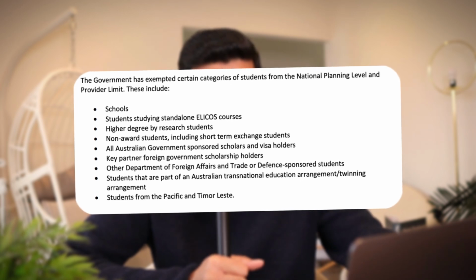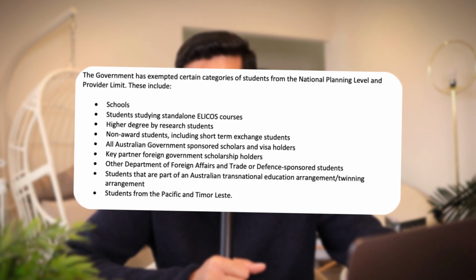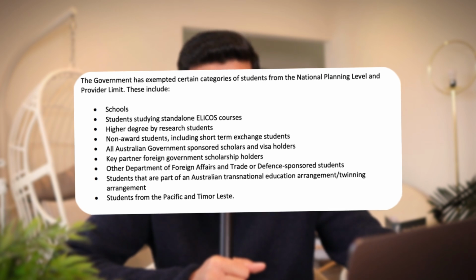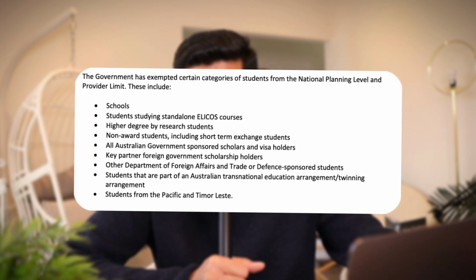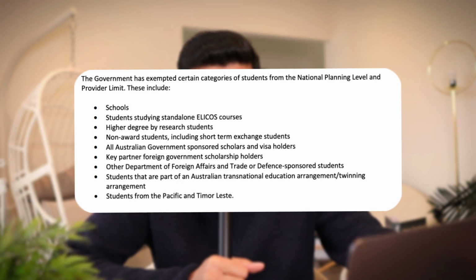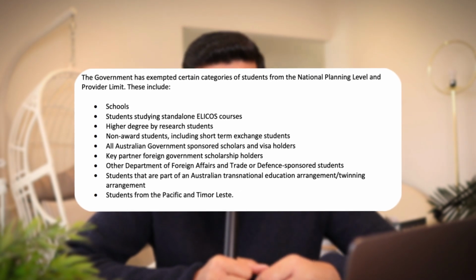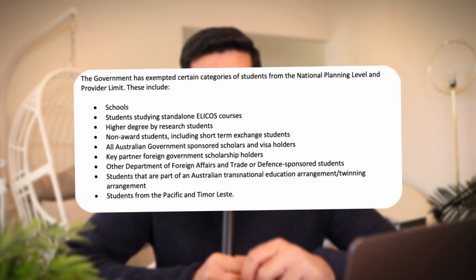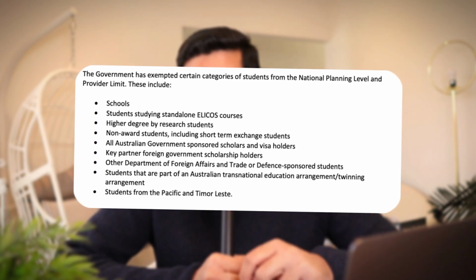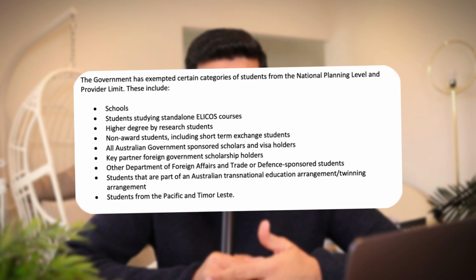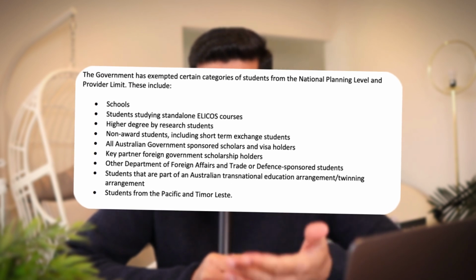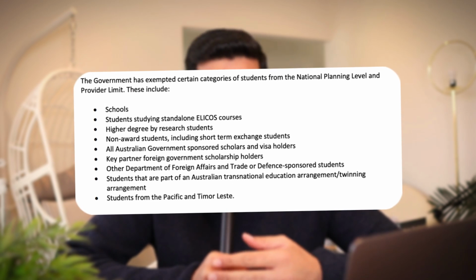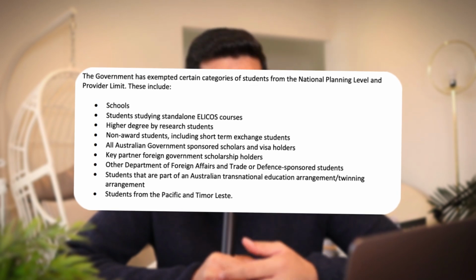So here are the groups that are exempt from this cap. That includes school students, students who are studying ELICOS courses only, higher degree by research students, any non-award students, any Australian government sponsored or foreign government sponsored scholarship students, other Department of Foreign Affairs and Trade sponsored students, students that are part of Australian Transitional Education Arrangements and Twinning Arrangements, and students who are from the Pacific and Timor-Leste. So these are some groups that are exempt from these caps.